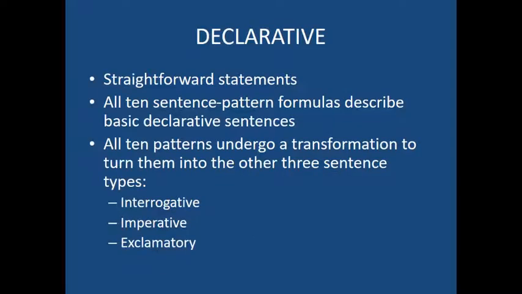All right, so every sentence we've done so far are declarative sentences, and a declarative sentence is basically a straightforward sentence, like where the subject's first and the verb is second. And so all 10 of our patterns we've learned so far are what we call declarative. Nothing groundbreaking there. But what we can do is we can take each of those declarative sentences and we can transform them into a different type of sentence, and that gives us the 3 other types of sentences: the interrogative, the imperative, and the exclamatory.